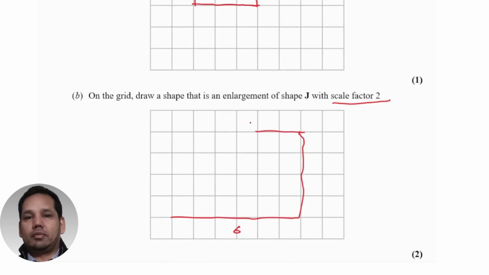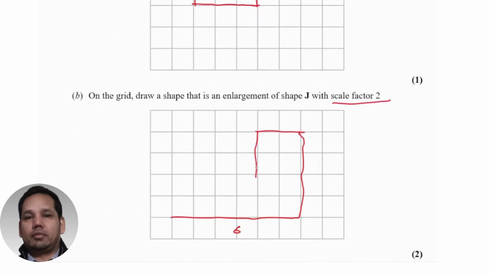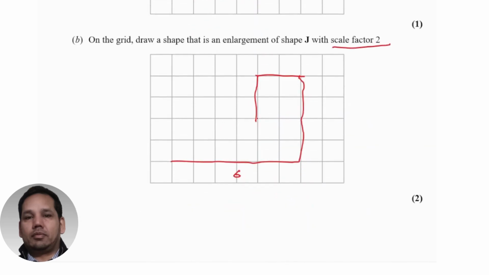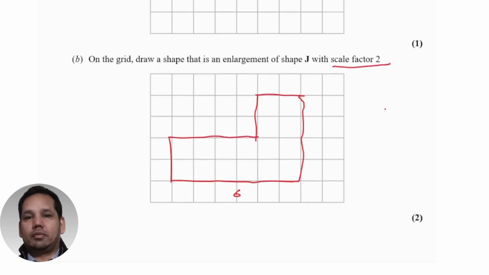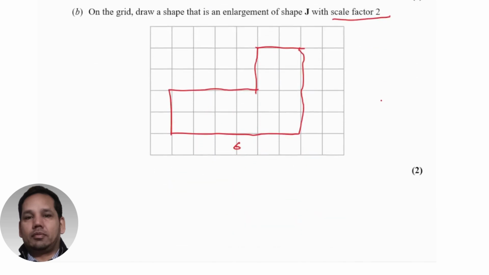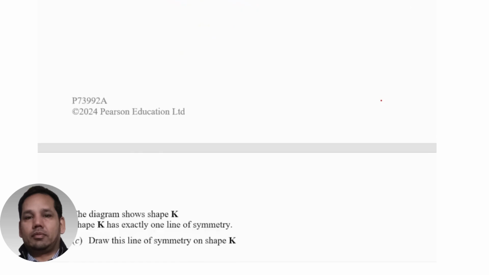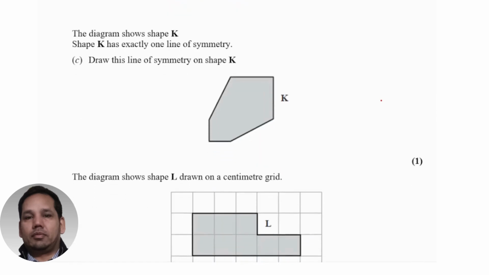So we're going to multiply by 2, so we need 2 squares over here. And then 2 times 2 is 4 squares over there. 1, 2, 3, and 4 squares. And if you join them, everything is double, right? So this is 2 simple easy marks. What we did was enlarge the shape J by a scale factor of 2 and we get 2 marks easily. So up to this question, we can easily get 6 marks. Okay, let's see the next part.